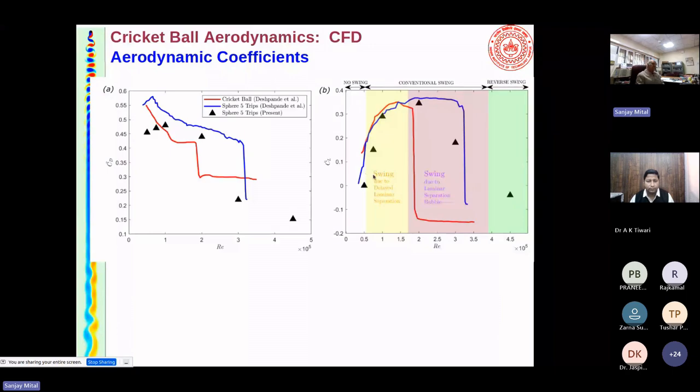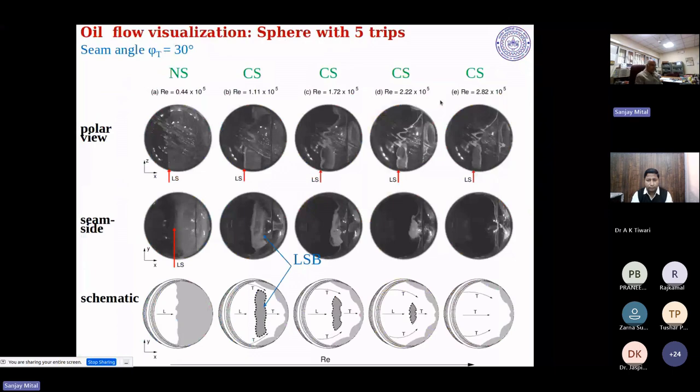What the CFD showed is that the boundary layer doesn't become turbulent for all swing cases. Initially, the boundary layer is laminar, the separation just gets delayed, and eventually it becomes turbulent. So there are two subdivisions in the swing. First, the boundary layer is laminar with delayed separation, and then finally it becomes turbulent. So this was an extra thing that CFD was able to show. I'm going to skip this.